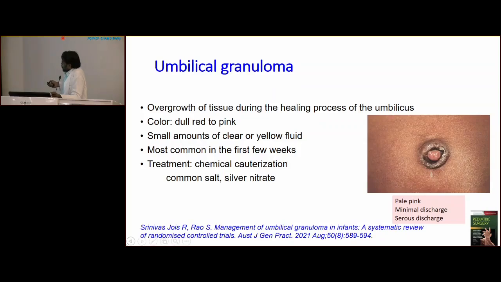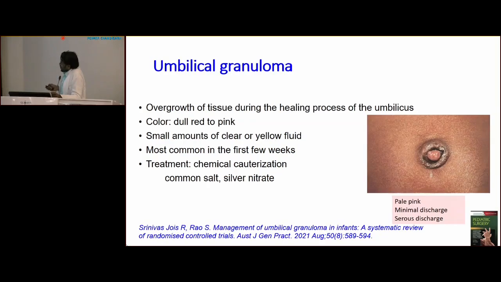After falling off, occasionally a small fleshy mass might be visible, but if it is persistent and shows serous discharge, with these complaints usually parents come to us. It's like an incomplete physiological process where the epithelialization, which starts from here and covers over this, has not been finished. Small amounts of clear or yellow fluid are seen, most commonly in the first few weeks of life. Treatment is chemical cauterization with common salt or silver nitrate.